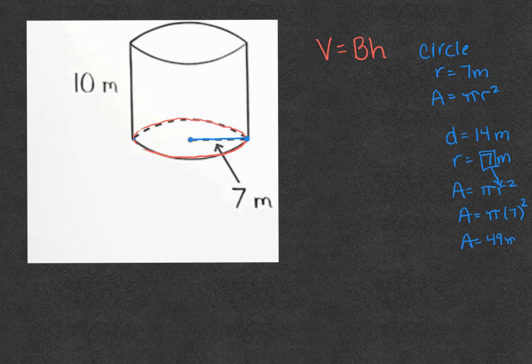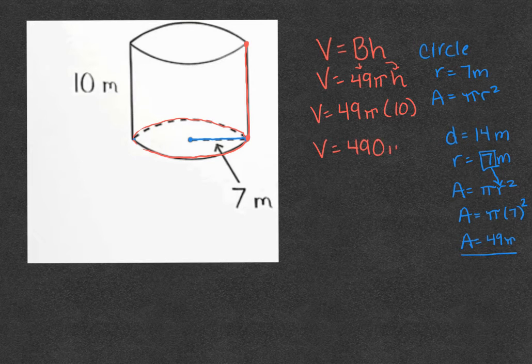Okay, so now taking that, since that's the area of my base, now I know that it's going to be 49 pi, and then times again the height of my shape. So the height here, again, it's from one circle, bottom circle, to the top circle, which is 10 meters. So our volume is going to be 49 pi times 10. And then that becomes 490 pi.